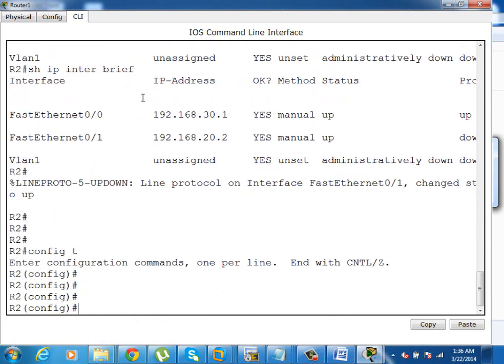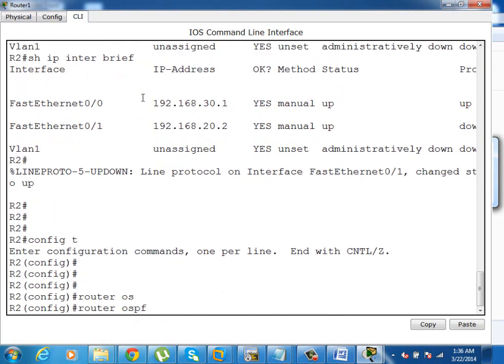Config T, router OSPF 1. I just need to discuss with you about the process ID. Can I put 100 or 200 here, and is it going to communicate between them? Yes. So what is the story behind this? Again, this number is called the process ID, or the number for the database. If router 1 has 1 database, whatever the process ID number, 150 or whatever, it means router 1 has only 1 database.